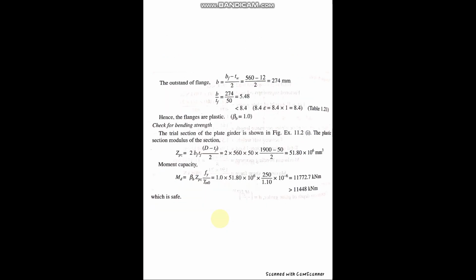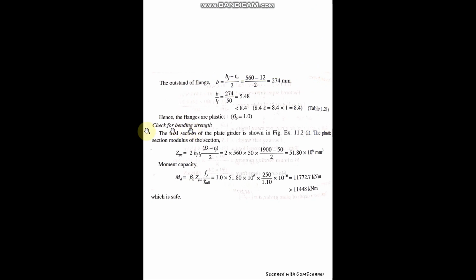So now it's time to use the classification of flanges. Like you simply used the table, the chart in the last case of beam design, you will use the same thing for classifying the sections, classifying the flanges. So if you do that, b by tf, you get the flanges here as plastic. All right. So I think we have 1 more minute.